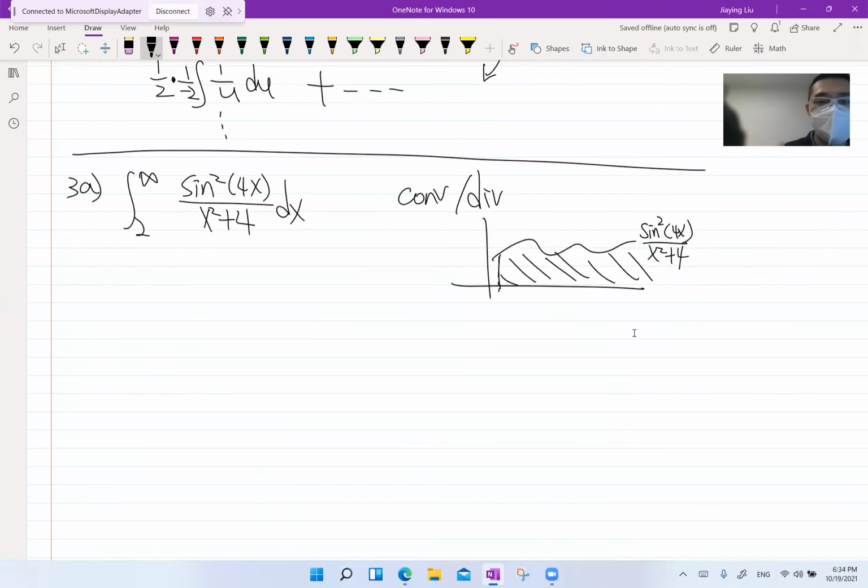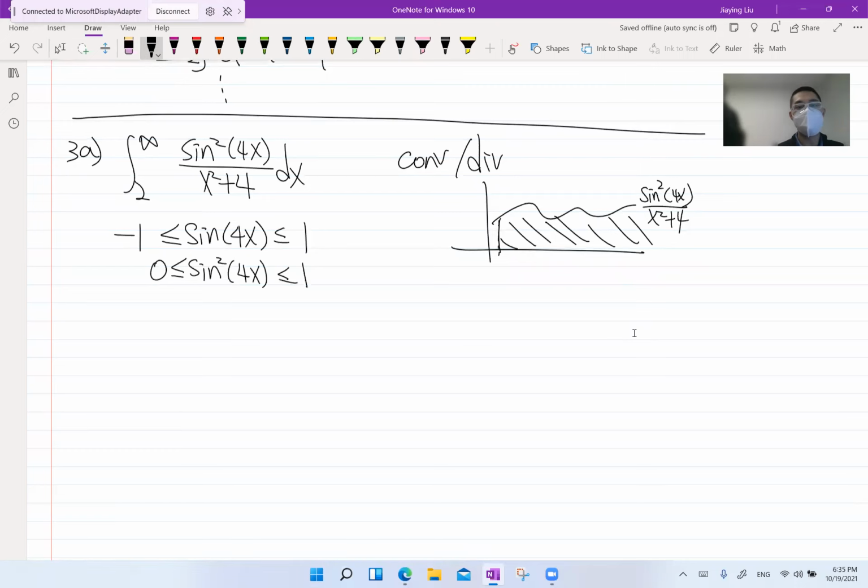So we need to find a function. For me, I immediately see that there's this sine square 4x. I know that sine 4x, or just sine x, doesn't matter, always has a value from -1 to +1. So sine squared 4x will have a value from 0 to 1, if you square any number from -1 to 1.